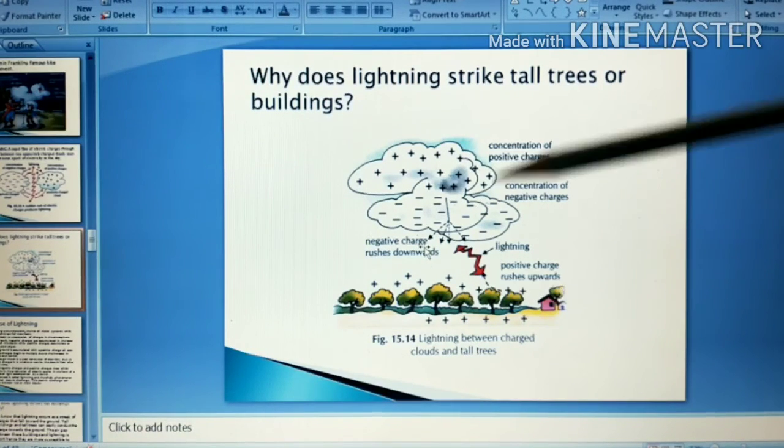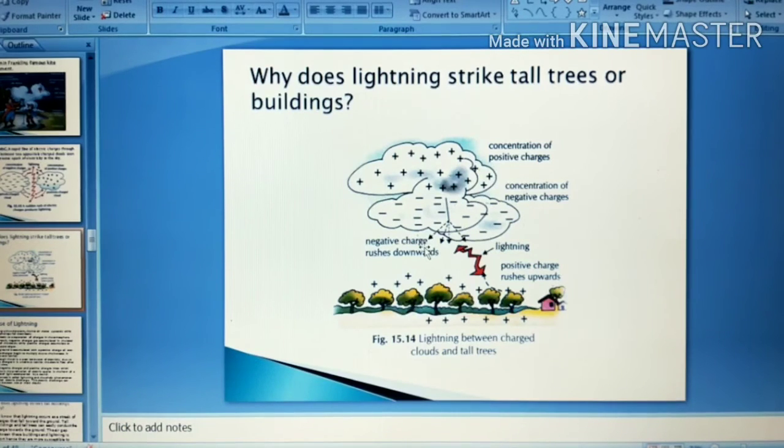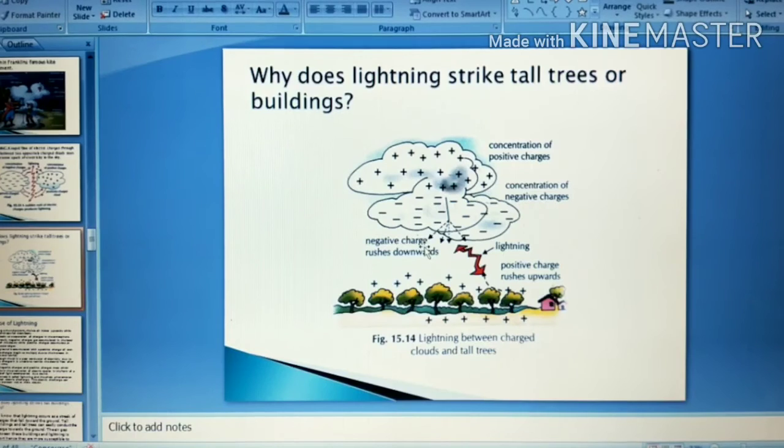on the tall trees. The negative charge at the base of the clouds pulls the positive charge induced on the tall buildings or the tall trees upwards at a tremendous speed. As soon as the negative and positive charges connect, a continuous path is formed from the cloud to the tall trees on the ground. The large amount of negative charge accumulated in the clouds rushes down this path, giving rise to an electric discharge in the form of a lightning strike.